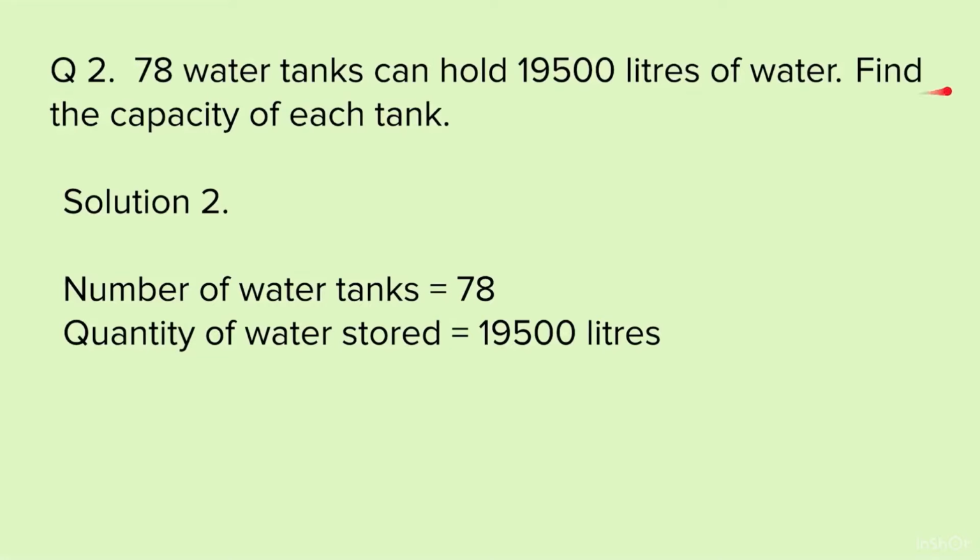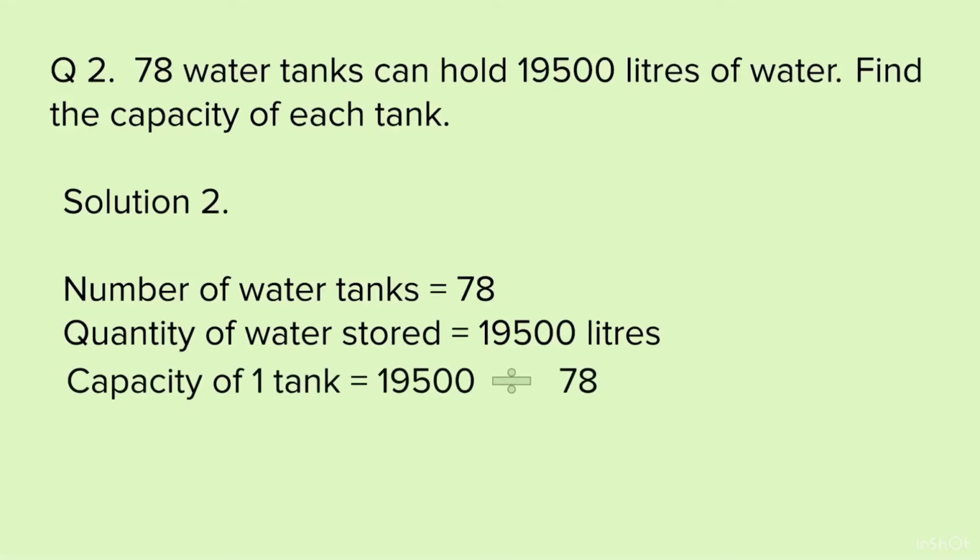Then again we will read the question. Find the capacity of each tank. That means we have to find the capacity of one tank. We will write that capacity of one tank is equal to, for 78 tanks capacity is 19500. So for one tank it will be 19500 divided by 78.